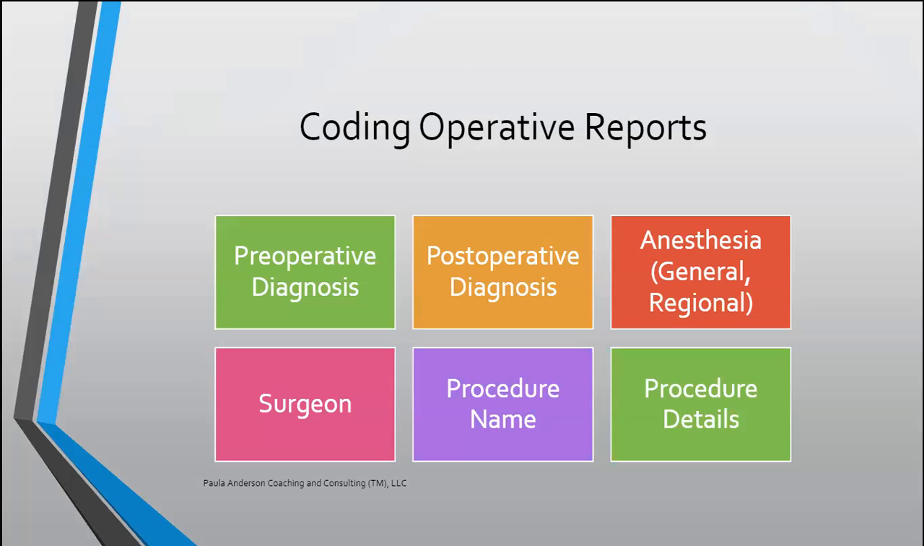Now, coding an operative report. An operative report is the documentation that a surgeon dictates once he has done a procedure. And these are the elements of an operative report. You have the preoperative diagnosis, which is the diagnosis before the procedure was done. Then you have the postoperative diagnosis, which is the diagnosis after the procedure. And then you have the anesthesia, whether that was general anesthesia or regional anesthesia. Those are the anesthesia types that are actually billable. Then you have the surgeon's name, the procedure name, and then the procedure details.